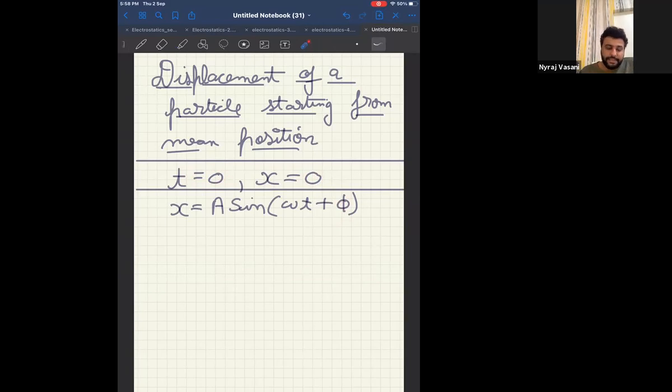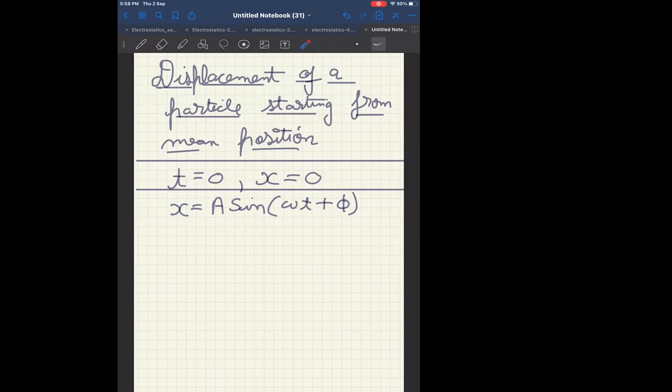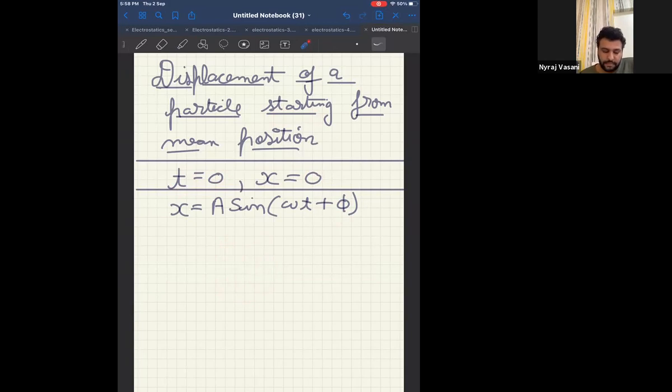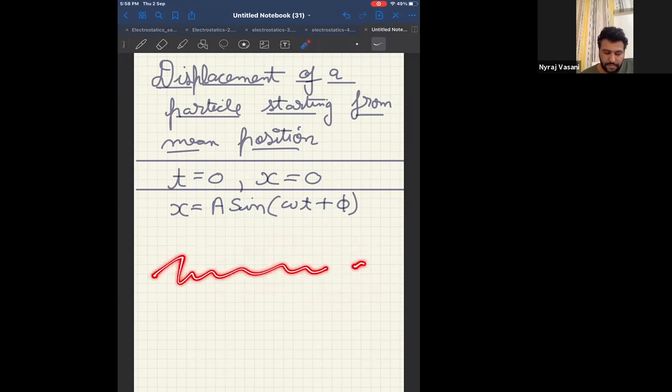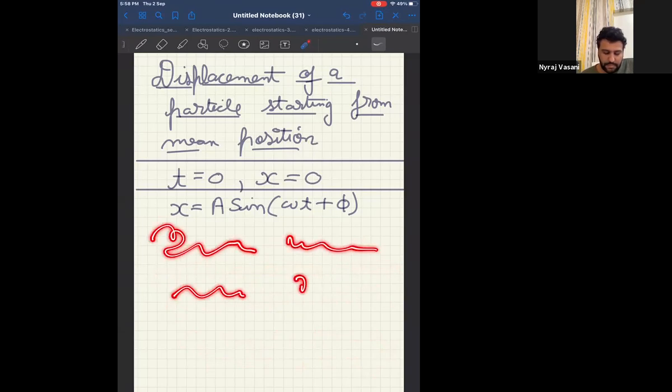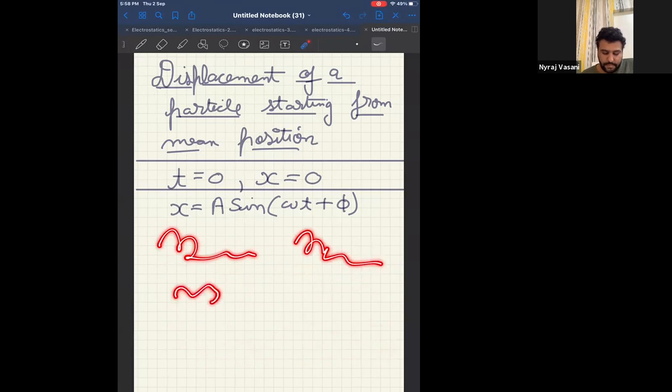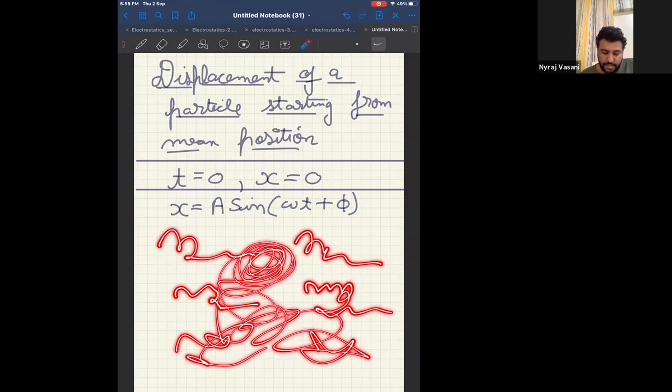Did you understand why t equal to 0? Because anytime you're starting, your time will be equal to 0. Tell me what is the value for phi?